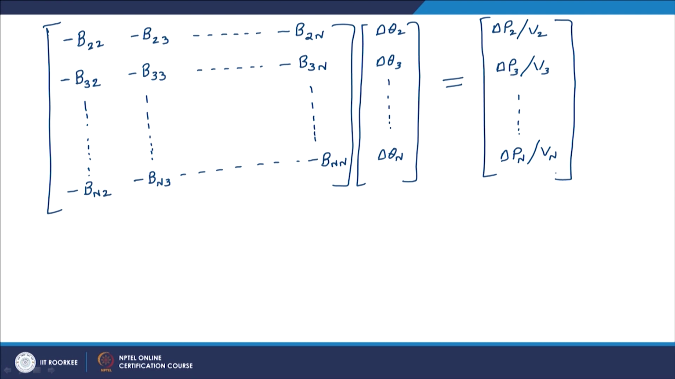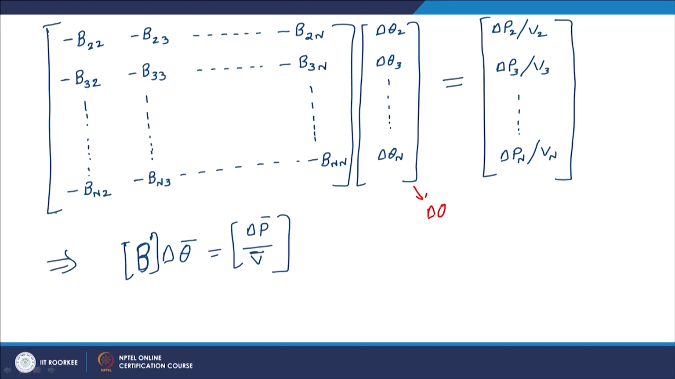Now, this expression is very interesting because we need to note one thing: this matrix in common parlance is called the B dash matrix, into delta theta vector is equal to del P by V vector. So, this is the B dash matrix: B dash into delta theta is equal to del P by V vector. And this delta theta is nothing but our original delta theta vector.